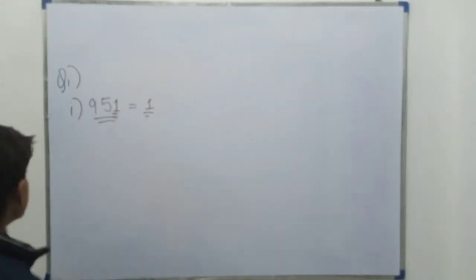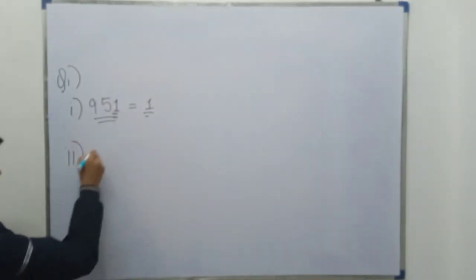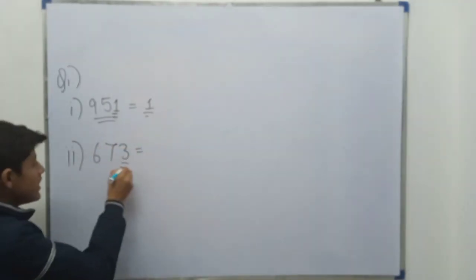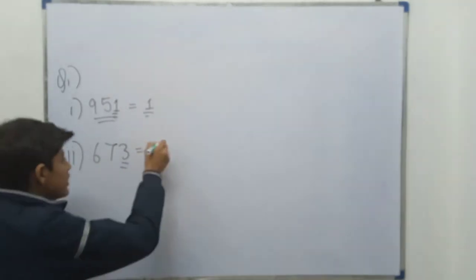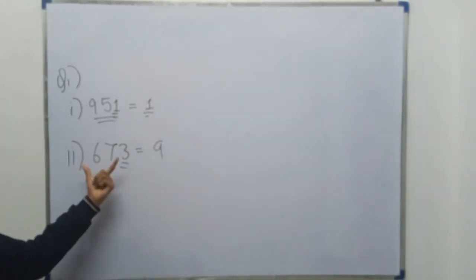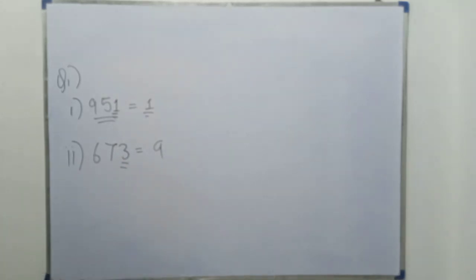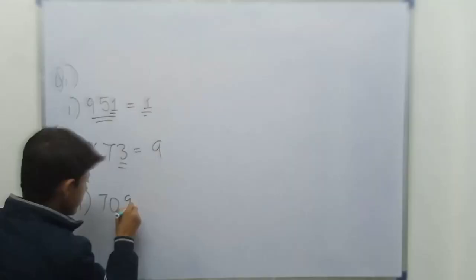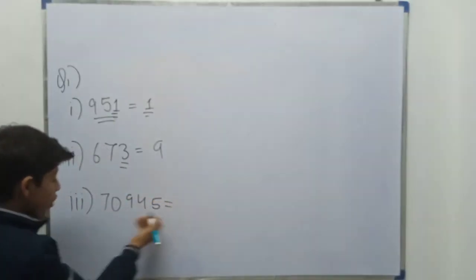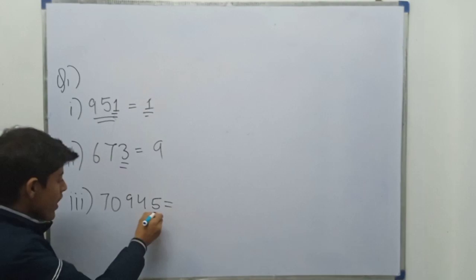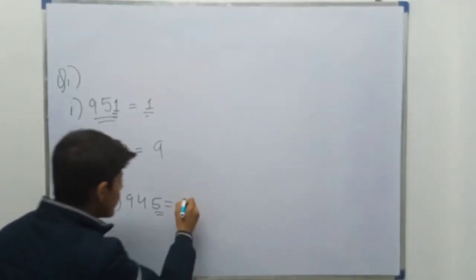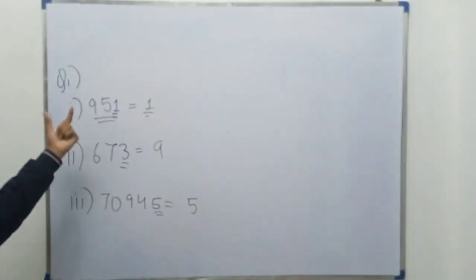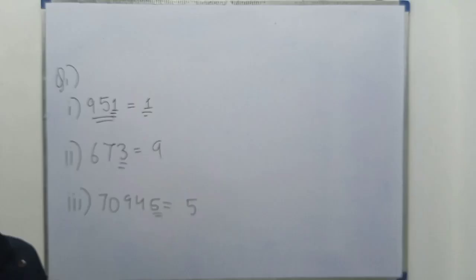This is our answer. The second number we will take is 673. As we know, the unit digit is 3, so its square ends in 9. So the unit digit of the square of this number will be 9. The third number I am going to take is a long number, but we only look at the unit digit and its square. The square of 5 is 25, so its unit digit will be 5. We only have to write the unit digit. So 5.